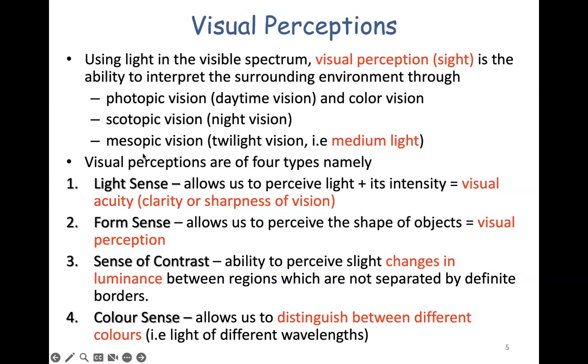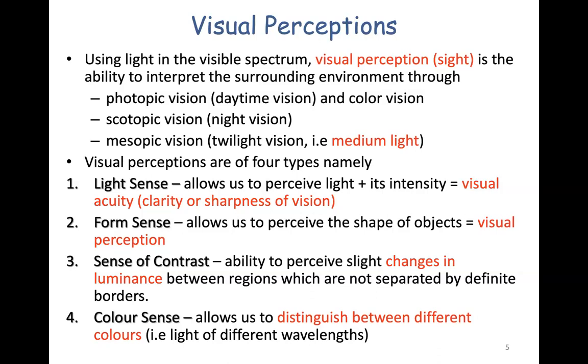Now coming to visual perception. Your visual perception depends on 4 things. The first is light sense, which is the ability to perceive light itself and the intensity of light. The next is visual acuity, which is essentially the clarity or sharpness of your vision. Then there is color sense, the ability to make out different colors and things like that. Now coming to form sense, it is the ability to perceive shapes and contours of things.